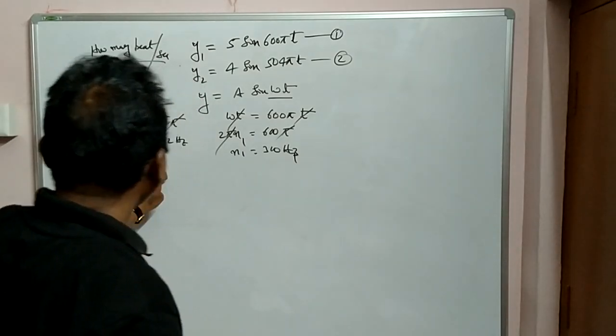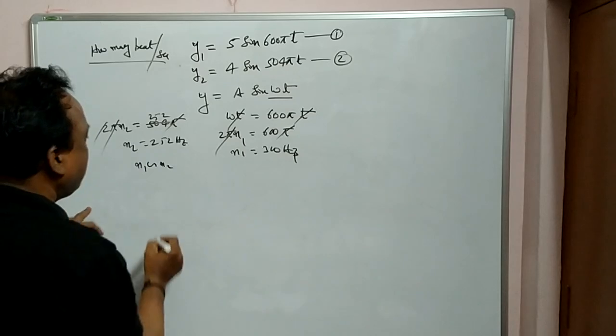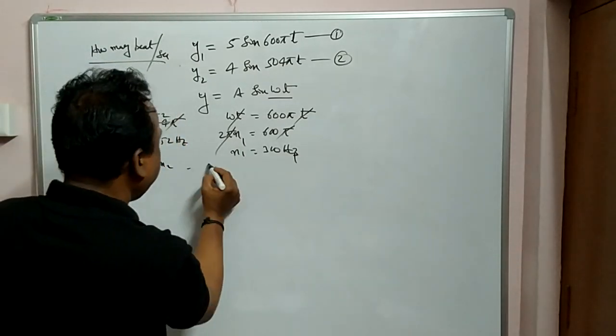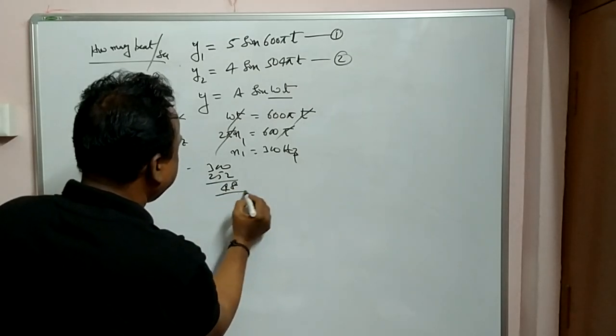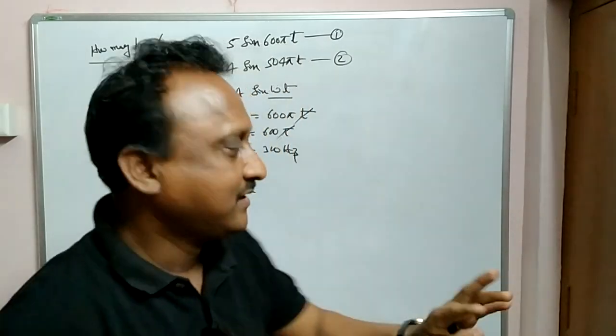So we have n1 and n2. How many beats are produced? Either n1 minus n2 or n2 minus n1, whichever is greater, you have to subtract. So which is greater here? 300 minus 252, 48 hertz. Such a large difference should not occur, just for practice I have given it.